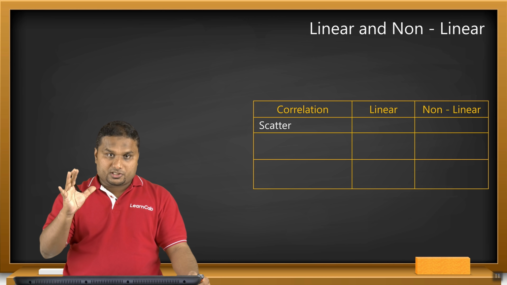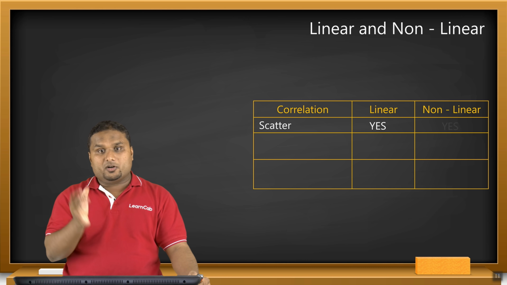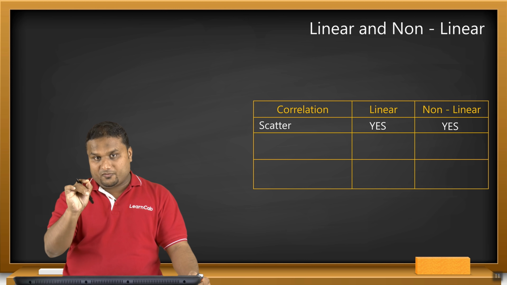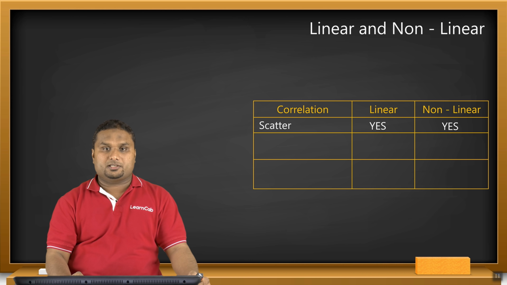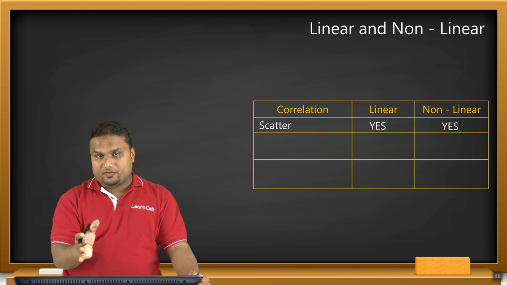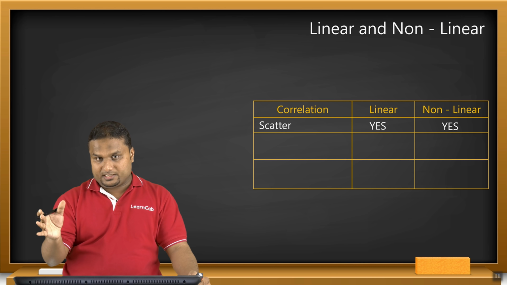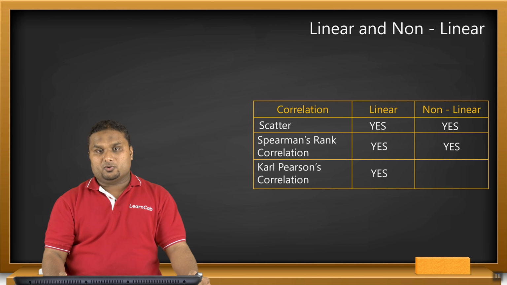For finding the correlation in scatter diagram, if it is linear and if it is non-linear, it will be possible. In scatter diagram, one can find out the correlation if there is a linear relationship and if there is no linear relationship. So if it is linear, you can find out the answer. If it is non-linear, then also you can find out the answer. So yes, linear is yes, non-linear is also yes. In Spearman rank correlation also, if it is linear you can find out, if it is non-linear also you can find out. But in Karl Pearson, you cannot find out correlation if it's non-linear.